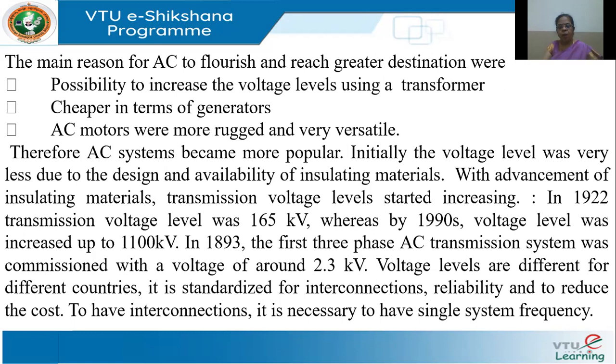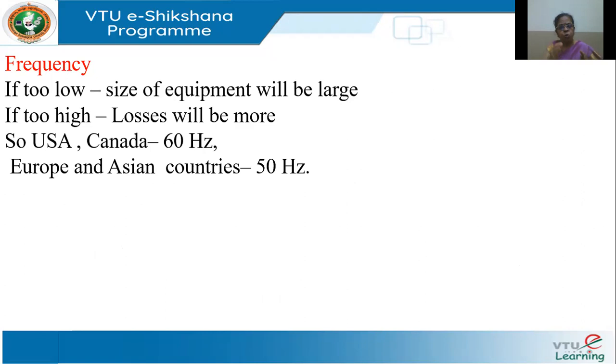If the frequency is too small, the size of your equipment, the transformers, motors and all that, will be large. But if the frequency is very high, losses will be high. With AC, as you would have studied in machines, you have core losses, that is, eddy current and iron losses, which depend on the frequency. So higher frequency means higher losses. With a little bit of trial and error, we are now standardized all over the world on either 50 hertz or 60 hertz. USA and Canada use 60 hertz, and Europe and Asian countries use 50 hertz.